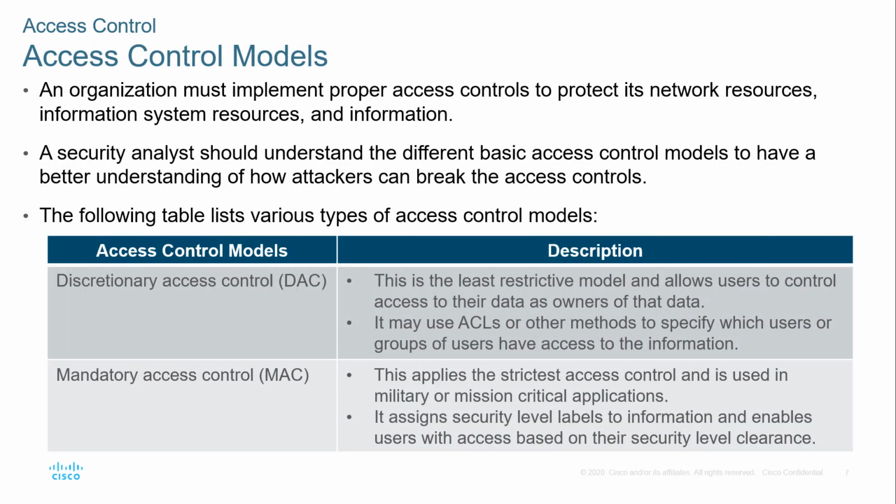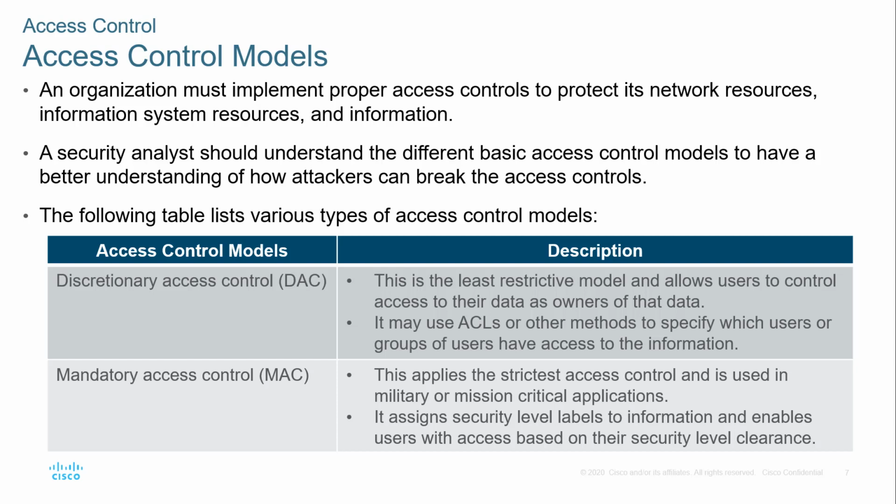So, how do we deal with access control models? We have two main types. We actually have our discretionary access and mandatory access. While discretionary access is the least restrictive, it allows the users to control the access to the data as the owner of that data. Mandatory access applies a stricter access and is used by things like the military or large businesses or those dealing with critical applications.